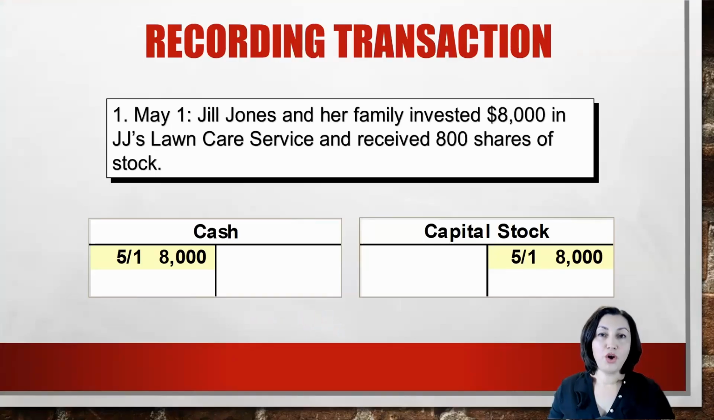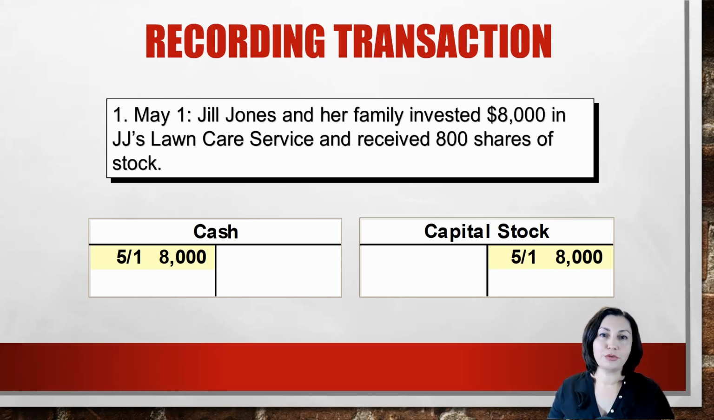Now let's look at more examples and review the transactions of J.J.'s Lawn Care and how to place the amount of each transaction in the proper ledger account. On May 1st, Jill Jones and her family invested $8,000 in J.J.'s Lawn Care and received 800 shares of capital stock. How do you think this transaction needs to be recorded?